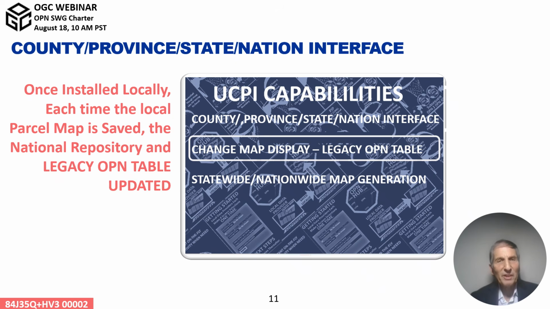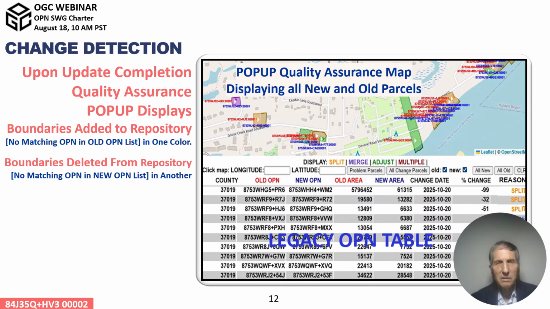Once installed locally, each time the local parcel map is saved, it is converted to a JSON that automatically updates the national repository. Upon completion of the repository update, a list of all new OPNs in the latest saved map are compared to a list of the OPNs in the OPN repository to generate a quality assurance pop-up change map.